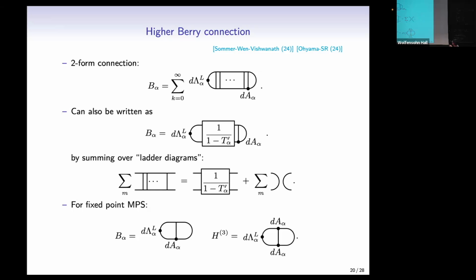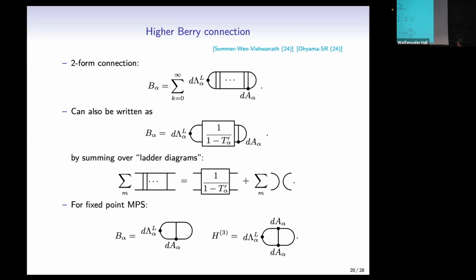This paper took a slightly different route, which makes use of Kitaev's idea and, similarly, Kapustin and Spodyneiko's idea, but the results are the same as far as I understand. So we have a tensor network written in terms of parameter-dependent tensor A, and then there are also the parameter-dependent left and right eigenvectors. So the two-form connection is given in terms of this derivative expression.